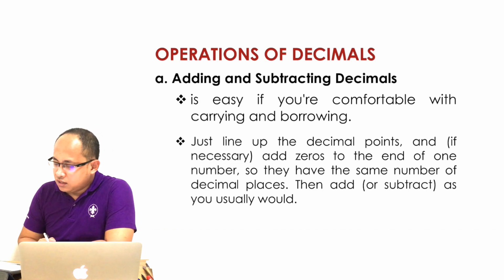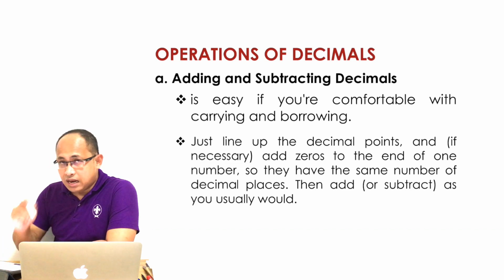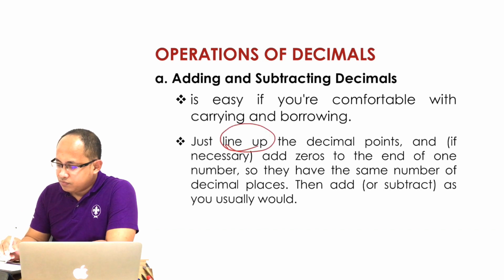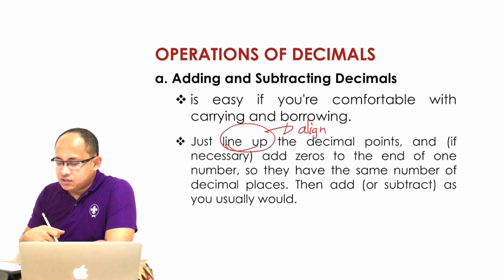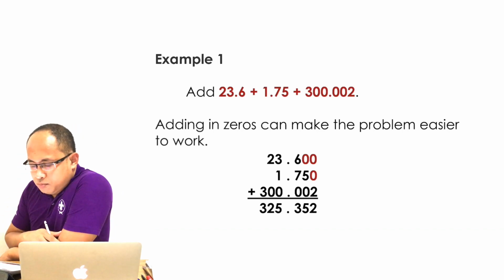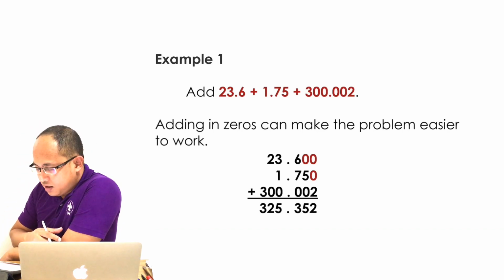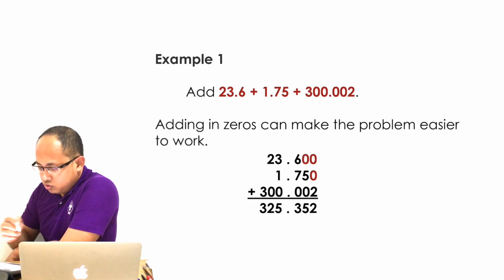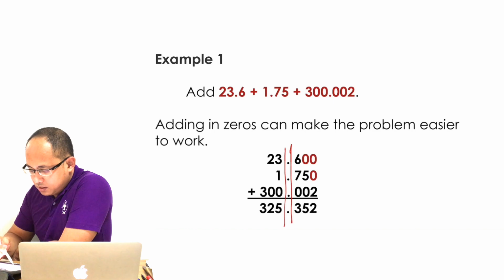Adding and subtracting decimals. It is easy if you're comfortable with carrying and borrowing. Just line up the decimal points, alright? Align the decimal points if necessary. Add zeros to the end if it's not complete. I'll give you an example. You have here 23.6 plus 1.75 plus 300.002. Now, the first step that you're going to do is line up the decimal point.